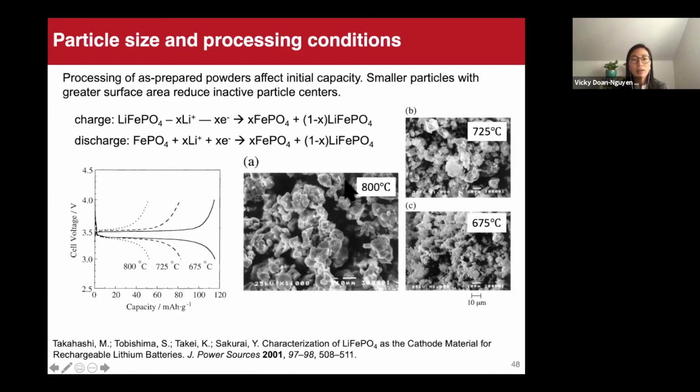So here, the lithium iron phosphate that's been processed, synthesized, and sintered at 800 degrees C versus lower temperatures at 675 degrees Celsius, you could see that the capacity that's achieved is much higher than that of the particles sintered at 800 C. So the particles here are larger and the surface area is smaller than those particles that are at 675 C. And so you can see that for the larger particles, there are inactive parts of the lithium iron phosphate, which of course can decrease the capacity that's achieved here.